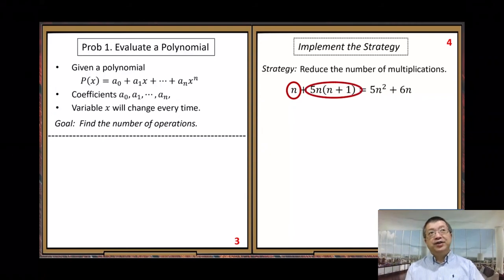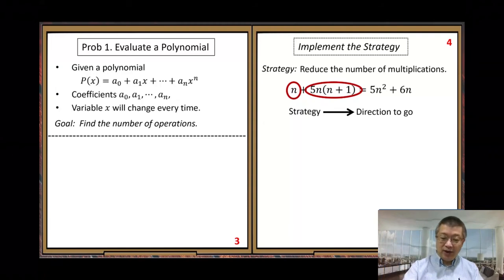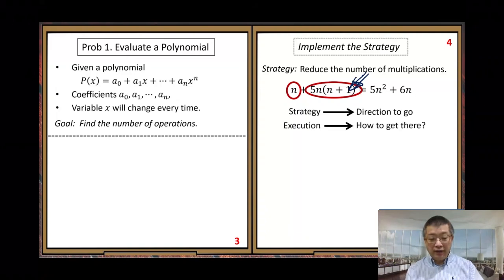Based on our analysis in the previous slide, we choose the right strategy. It tells us where to go, the direction to go. We find the right direction: work on the larger term, focus our investment on the larger term. Then execution. Now we need this one: how to get there. So our next critical step, how to get there. We need to do a lot of work to get there.